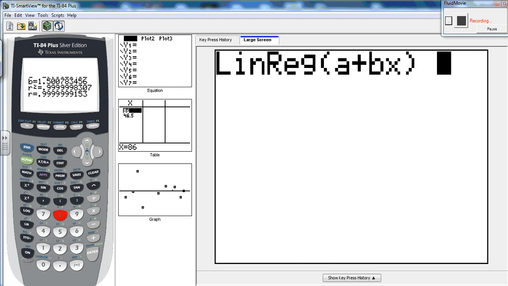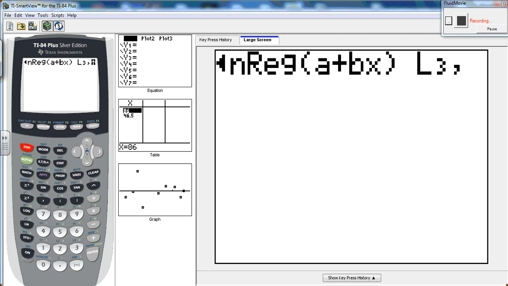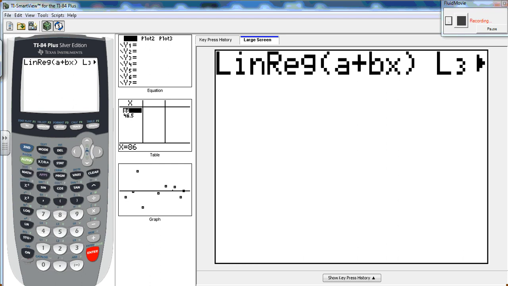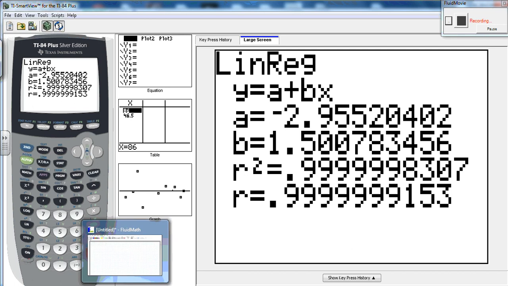So calc, again, linear regression, second L3, comma, L4. And the R and the R squared values are extremely strong. Here we have our model. Just pay close attention to the order. We have the y-intercept and then the slope. We have an R squared of almost 100%. So 100% of the variation in y is accounted for by the variation in x.